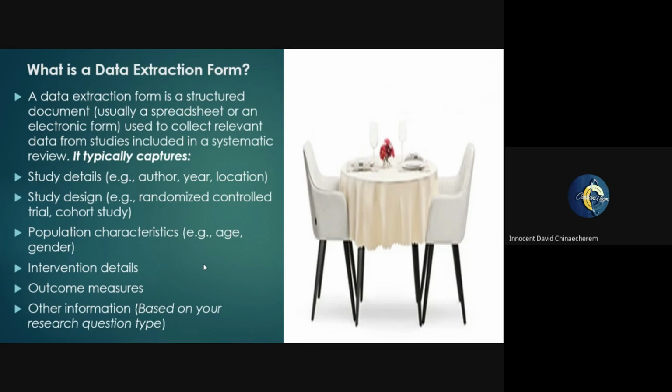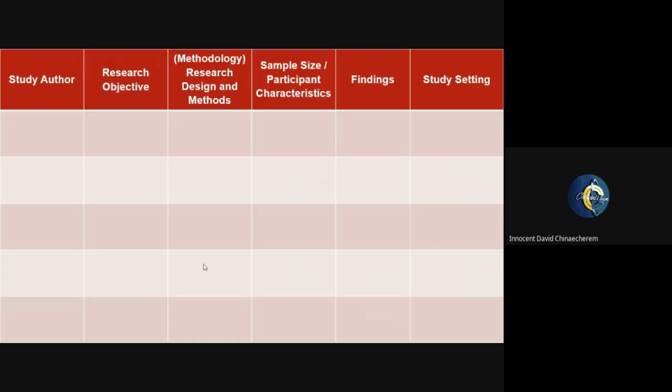And we said that your data extraction form is relevant based on your research question. It reflects your research question. That's why there are some unique things that have to be in your data extraction. Then we said this is what a tabular data extraction form could look like. It contains the study author and year, research objective or sometimes the title, methodology, sample size, findings, and study setting.